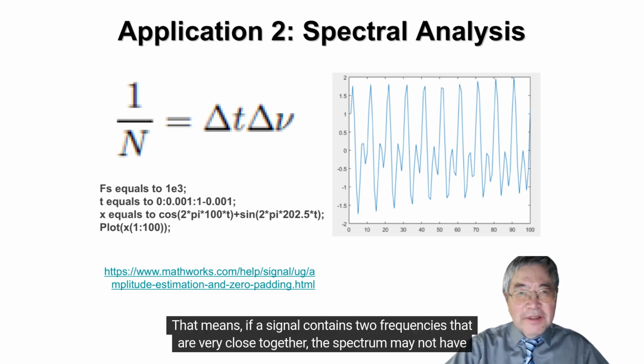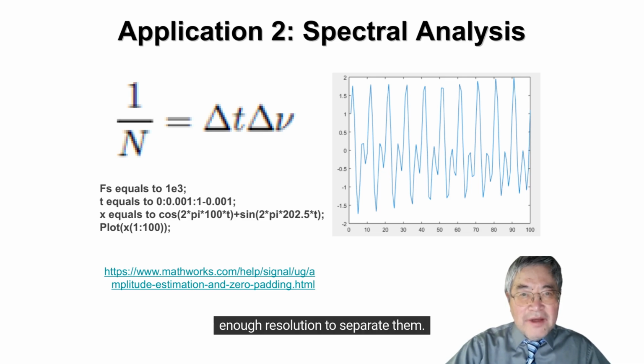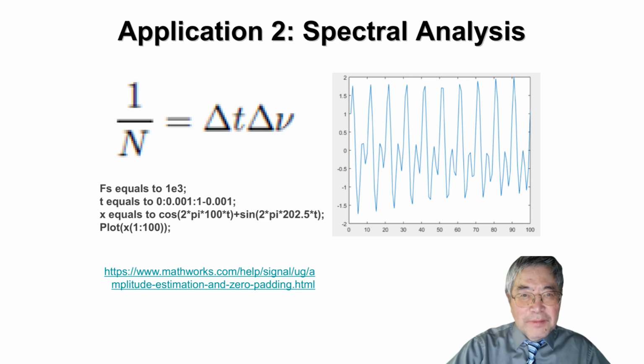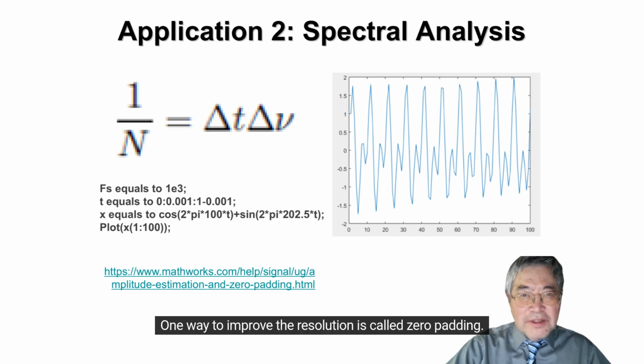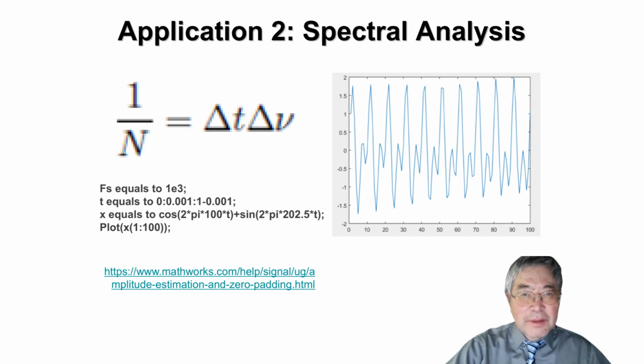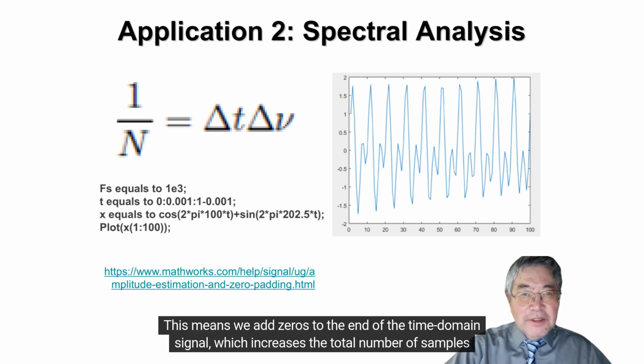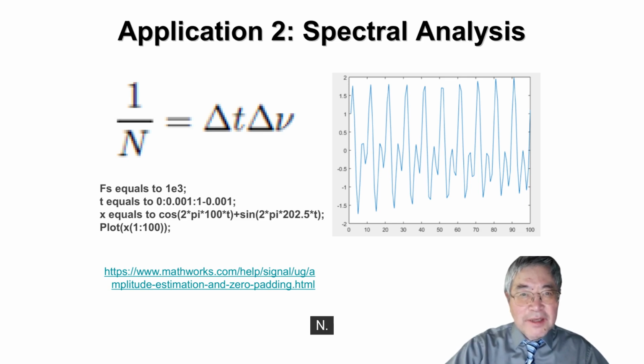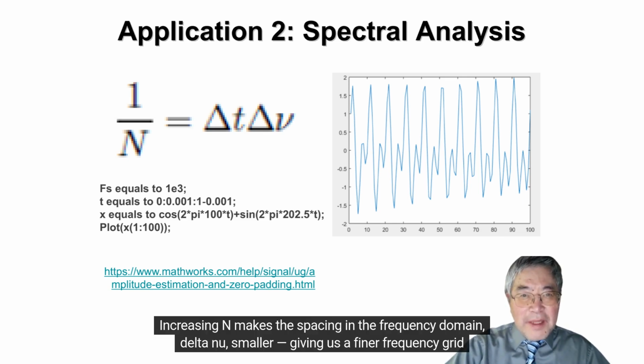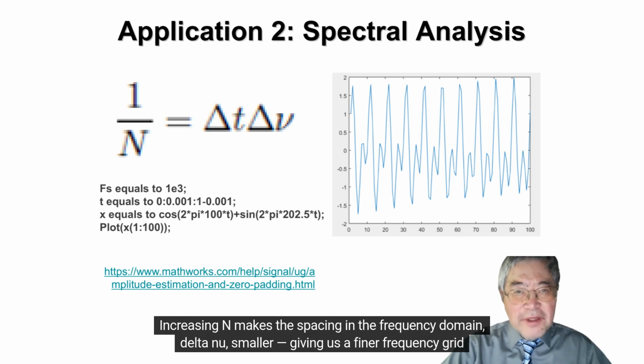That means if a signal contains two frequencies that are very close together, the spectrum may not have enough resolution to separate them. One way to improve the resolution is called zero padding. This means we add zeros to the end of the time domain signal, which increases the total number of samples N. Increasing N makes the spacing in the frequency domain, delta nu, smaller, giving us a finer frequency grid and better spectral resolution.